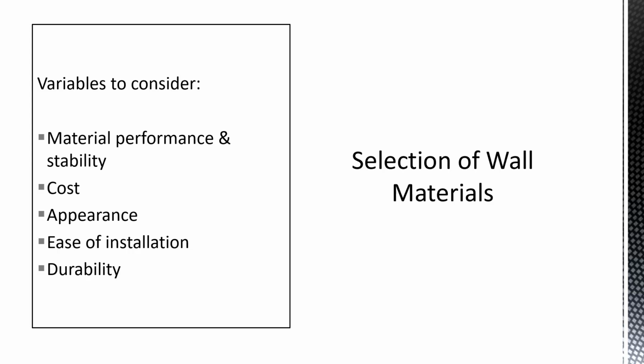Selection of wall materials. There are variables to consider: the material performance, for one, and the stability. I keep thinking about these cross ties that my father installed back in the 70s and 80s that 20 years later we went back and replaced with the regular landscape timbers, or most of the homeowners elected to go with the modular block wall.